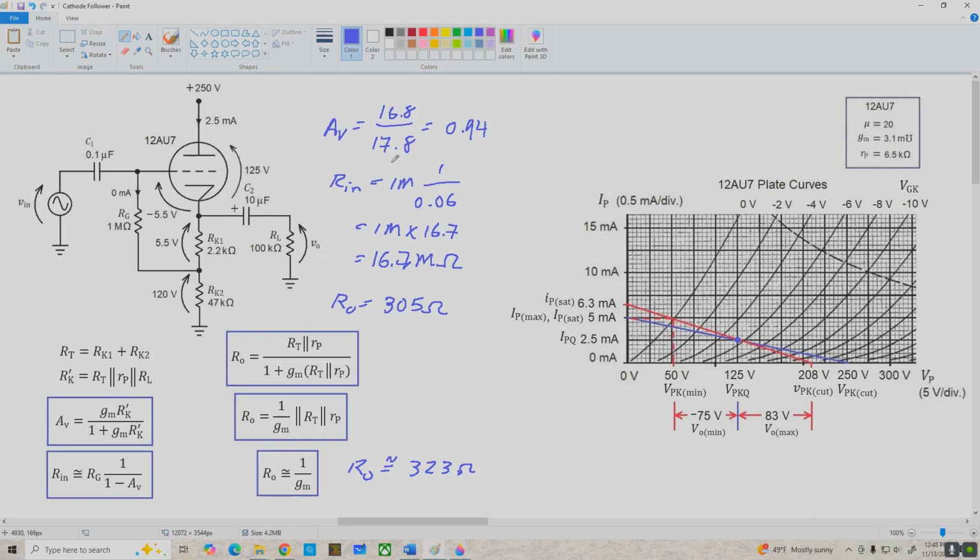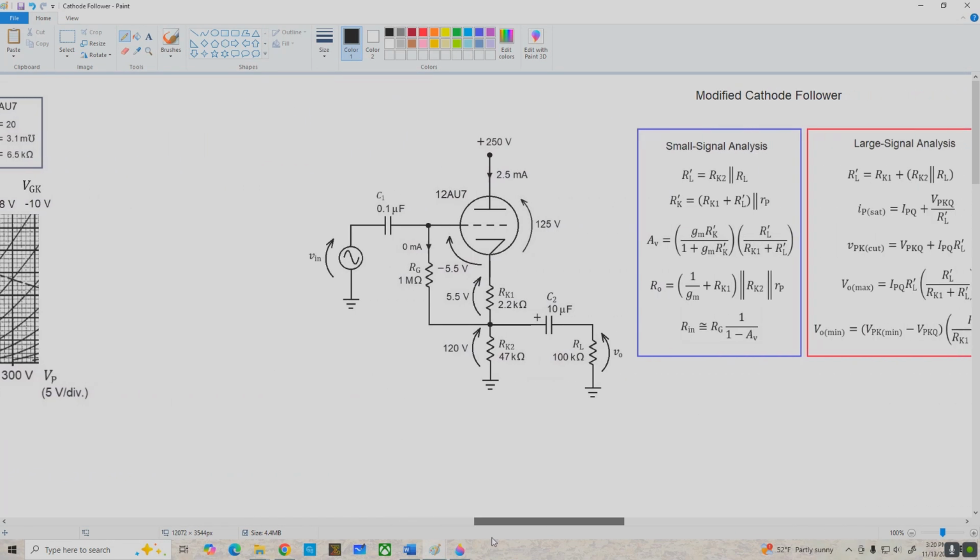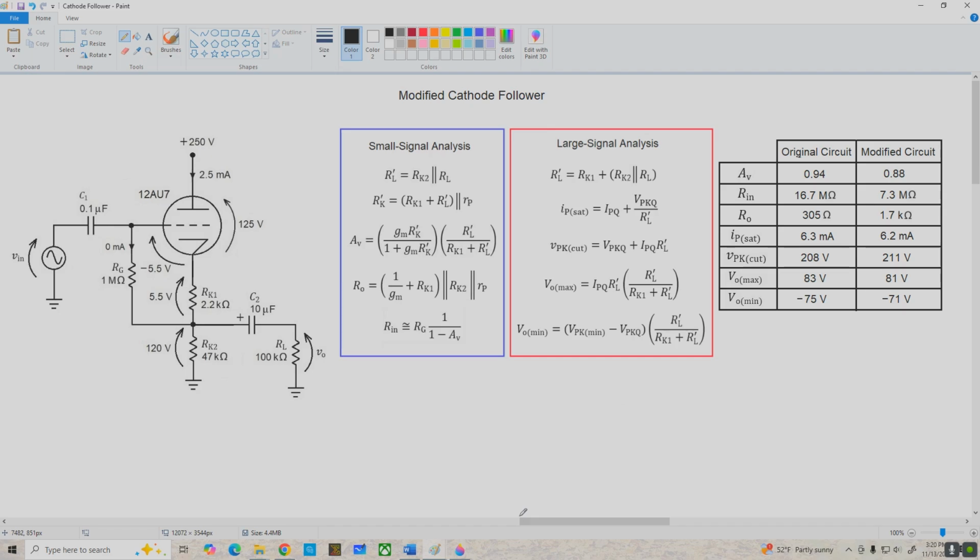Okay, so there are the small signal parameters for this amplifier, but there's another modification that you'll sometimes see, and that is, instead of taking the output from directly off of the cathode, sometimes the output is taken from this node, and we're going to look at that next. Okay, here's our circuit redrawn with the load connected now to the junction between RK1 and RK2, and this is going to affect both the small signal analysis and large signal analysis. So let's take a look at those equations.